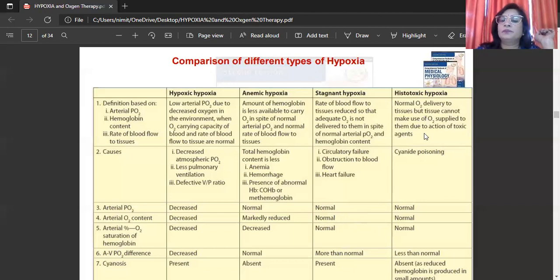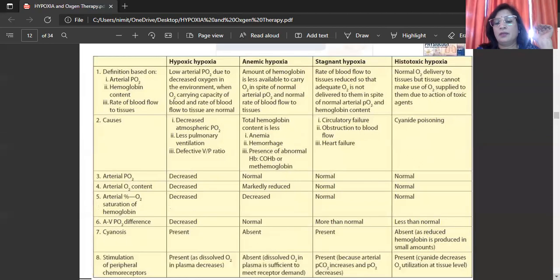Histotoxic hypoxia: here the tissue cannot make use of the oxygen due to the action of toxic agents like cyanide poisoning. The arterial PO2 here is normal, oxygen content is normal, AVPO2 difference is less, and cyanosis is absent. The cause we have already seen: as reduced hemoglobin is produced in small amount, there will be no cyanosis seen.